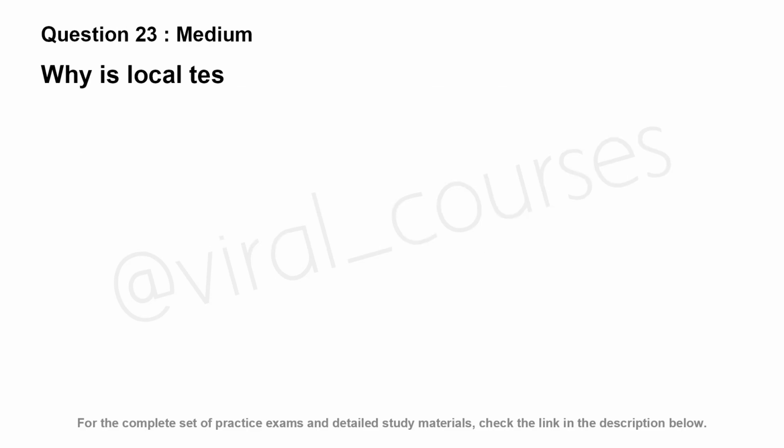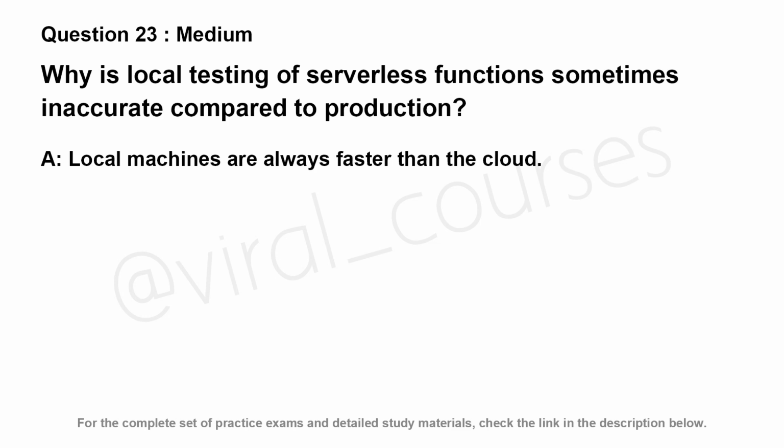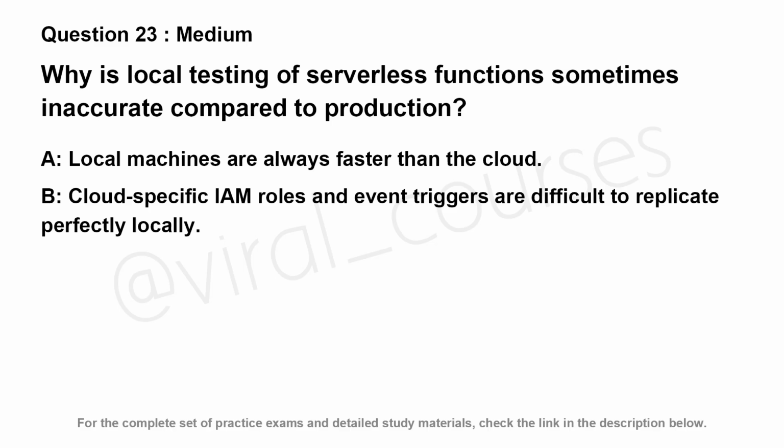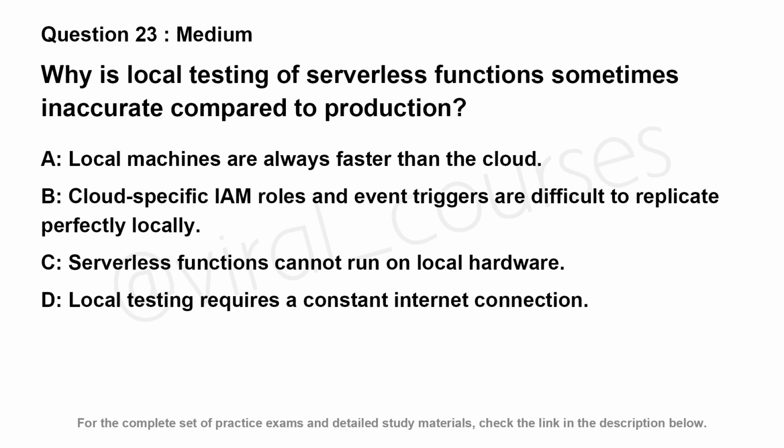Why is local testing of serverless functions sometimes inaccurate compared to production? Option A. Local machines are always faster than the cloud. Option B. Cloud-specific IAM roles and event triggers are difficult to replicate perfectly locally. Option C. Serverless functions cannot run on local hardware. Option D. Local testing requires a constant internet connection.